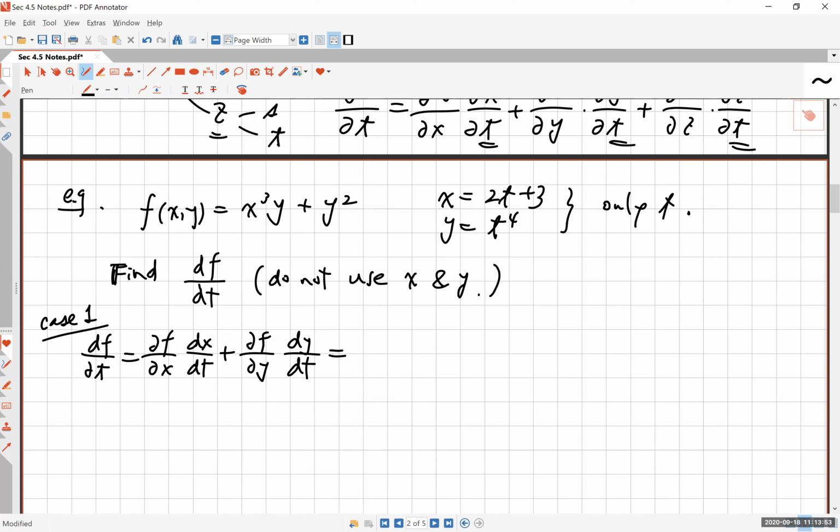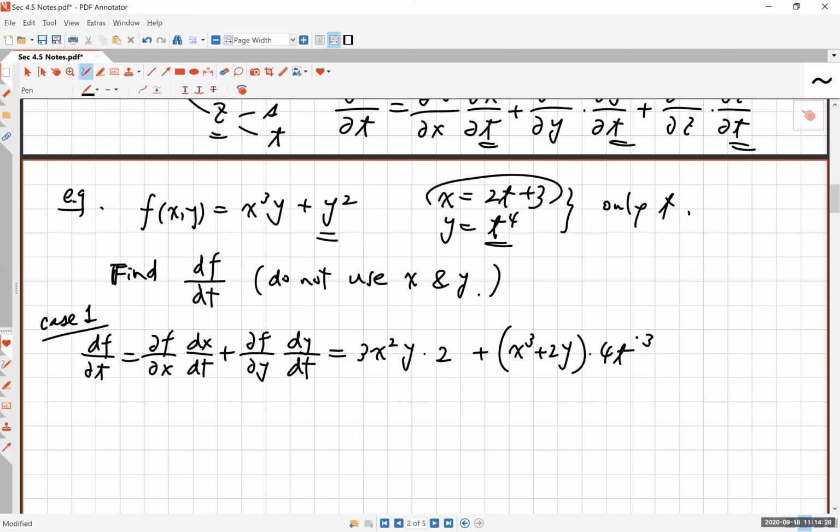Okay, so what's the partial of f with respect to x? That's 3x squared y plus nothing. This goes away, right? And how about dx/dt? dx/dt is simply 2, okay? I'm just differentiating this with respect to t. Plus, and then you have the partial of f with respect to y. That's x cubed plus 2y, and I'd better have the parentheses, and then multiply that by dy/dt. The derivative of this with respect to t is 4t cubed.